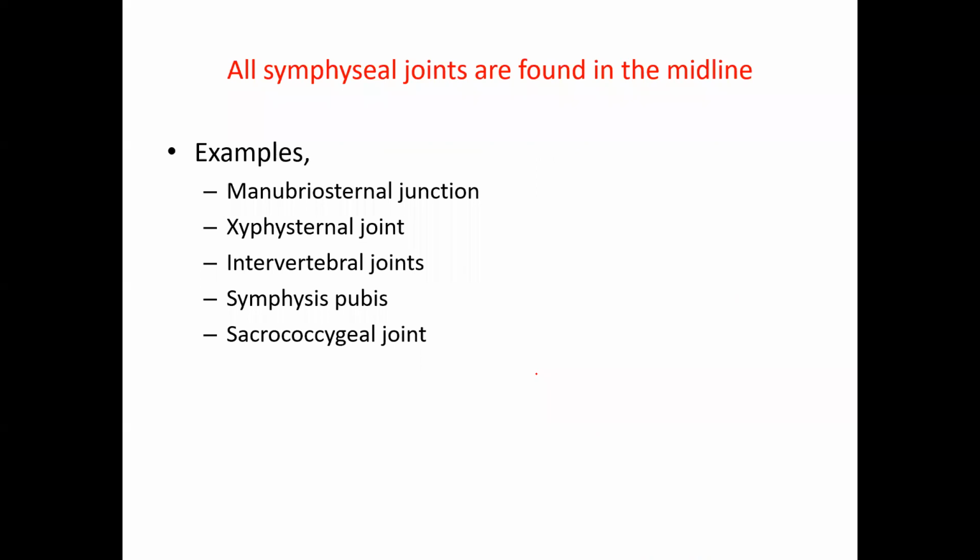Then, where do we see these symphysial joints? Generally, all of the symphysial joints in the human body are found in the midline. What are these joints? We see the manubriosternal joint between the manubrium and the body of the sternum. Then the xiphisternal joint between the body of the sternum and the xiphoid process. And then we see it in the intervertebral joints.